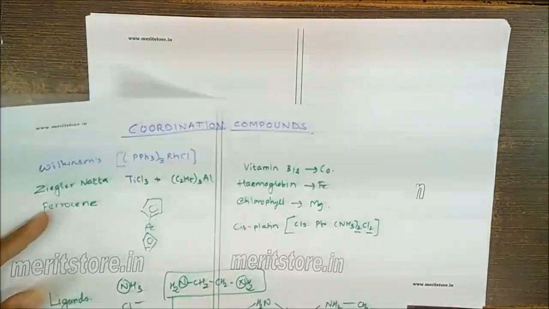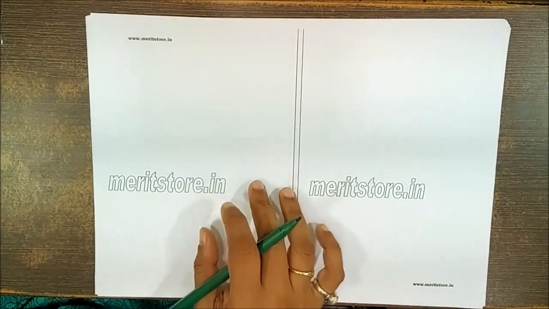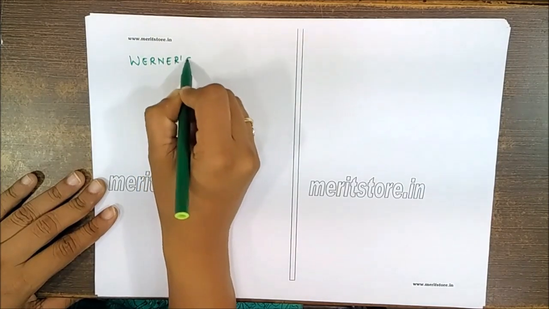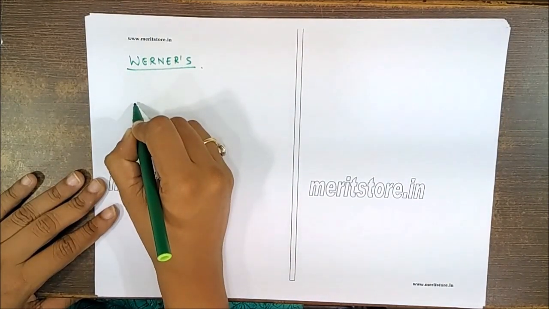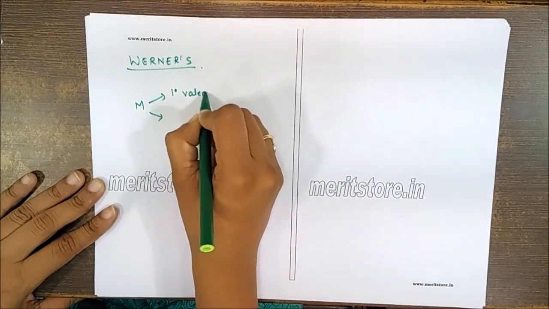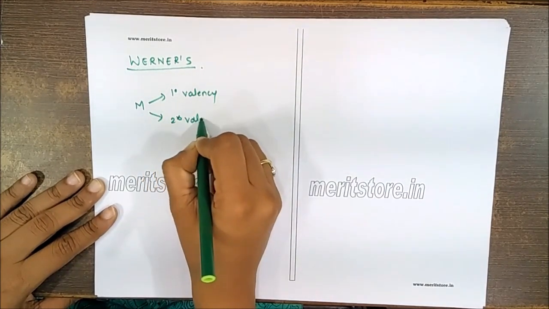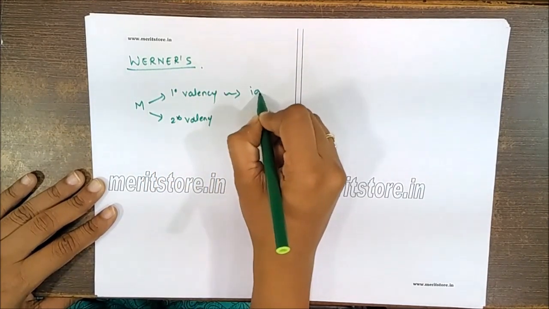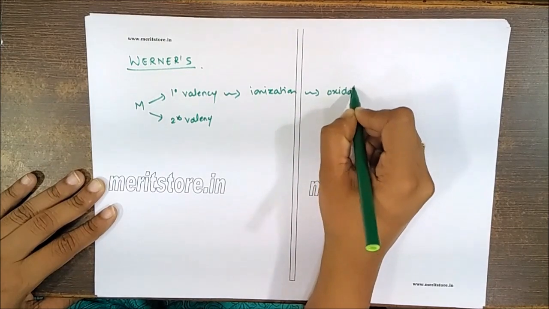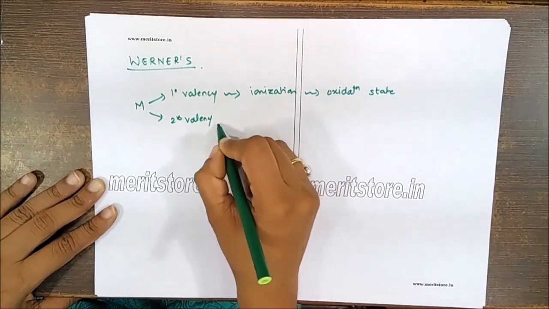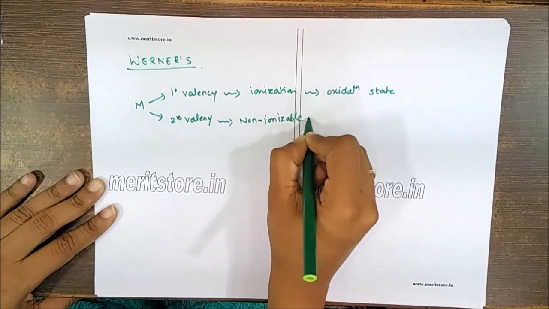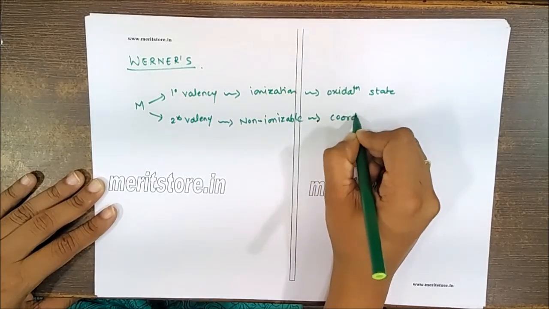With respect to the coordination compounds, how these coordination compounds are formed and all, we have the most important theory that's called the Werner's theory. According to the Werner's theory, every element has two valencies. One is called the primary valency and the second is called the secondary valency. When we talk about the primary valency, we call this the ionizable valency. Nowadays we call this the oxidation state. While the secondary valency, we call this the non-ionizable valency, which nowadays we call the coordination number.